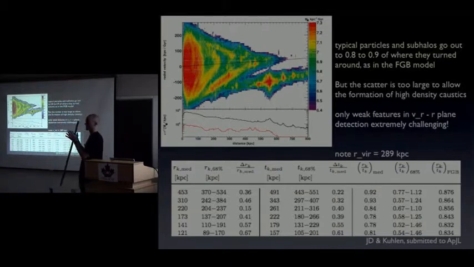So the only possible way you can hope to detect it is in the galactic stellar halo, but it's extremely challenging. You need to be able to measure lots of radial velocities and distances pretty accurately in the outer halo, like 200 kiloparsecs away. What's introducing the spread around what you would have thought analytically was caustics? Is it shot noise from a limited number of particles, or is it the initial conditions?